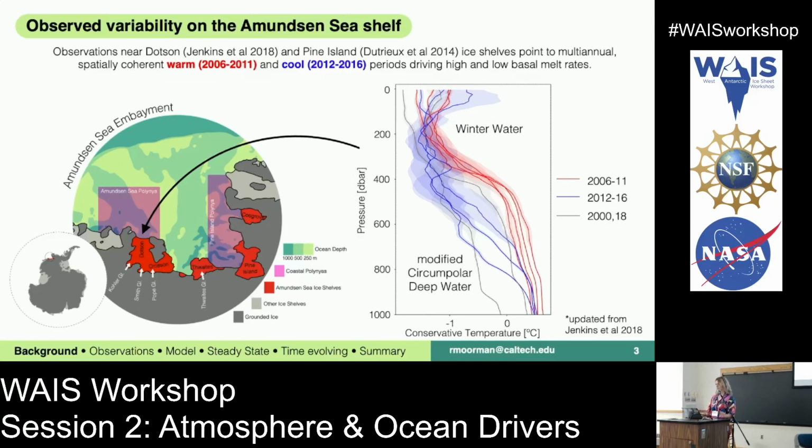These big fluctuations overwhelm longer-term trends in the region. As I should say at this stage, I'm going to be showing mostly work that is focused on the Dotson ice shelf, but a lot of the concepts that I'm going to be presenting and the model that I'll be talking about is applicable to other West Antarctic ice shelves that are adjacent to latent heat coastal polynyas, which I'll get into more later.